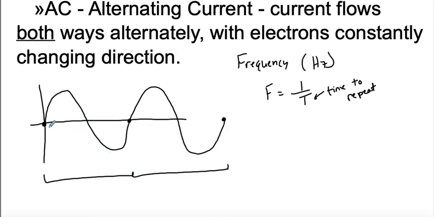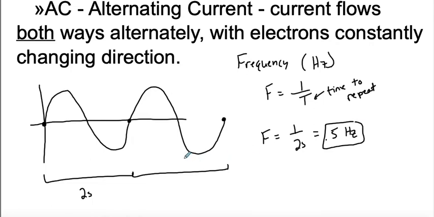But if we were given the time value for one wavelength, let's say that took 2 seconds for one wavelength, then I can figure out my frequency. If I use this equation here, frequency is going to be 1 over the period, which is the time to repeat, 2 seconds. So that's just 1/2, which would be 0.5 hertz.